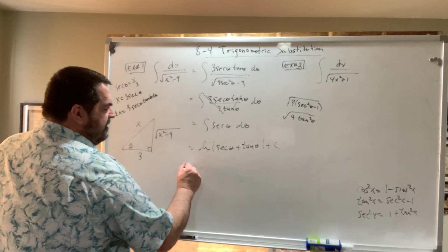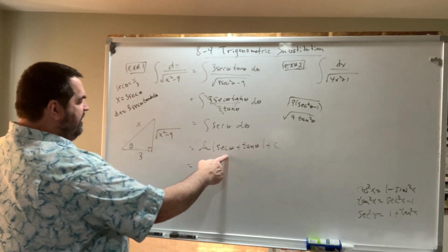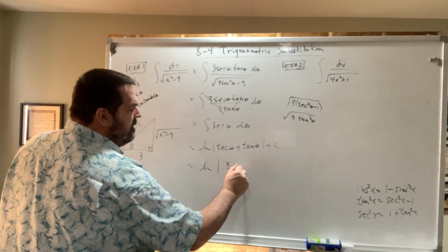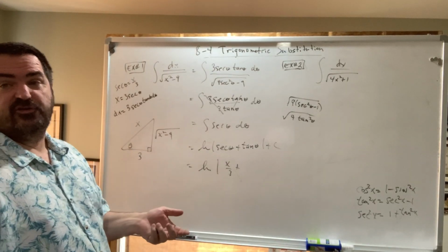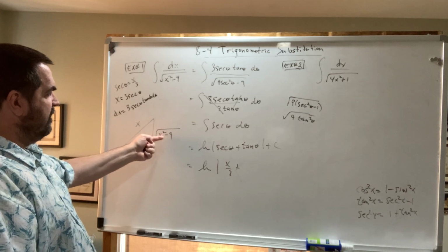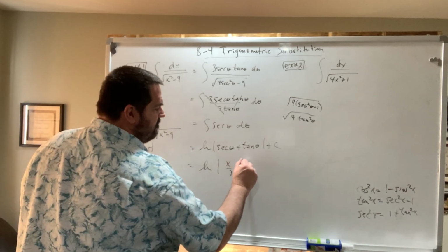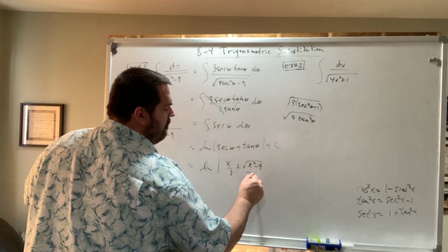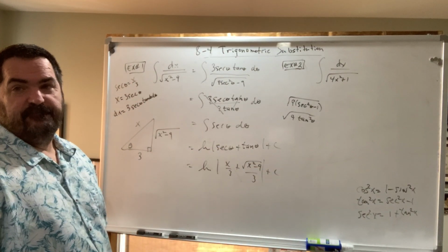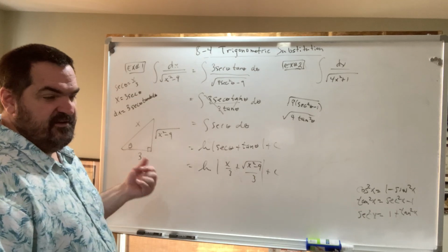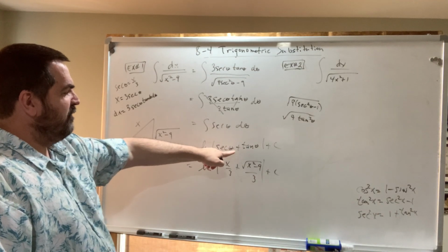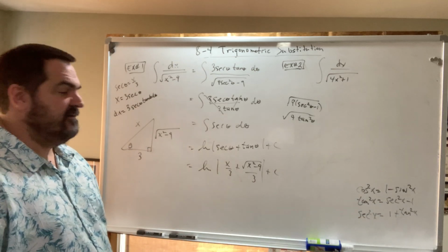So my answer is ln of secant of theta. Well, I know secant theta was x over 3. And what's tangent of theta? This is why I did the triangle. I can do any of the six trig functions now. Tangent of theta is radical x squared minus 9 over 3. Keep my absolute value. And now we're done. So that's how you do the trig substitution, and how you get rid of the trig function at the end.